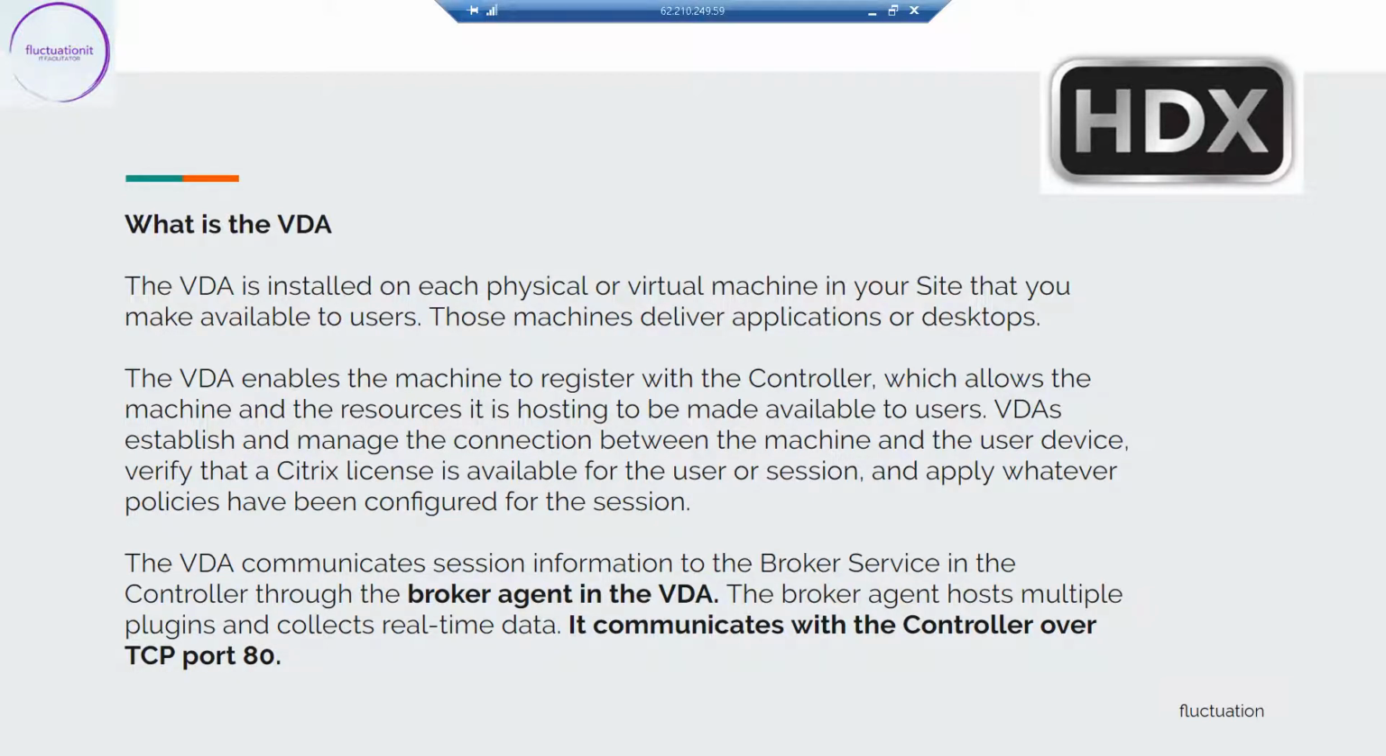which allows the machine and the resources it is hosting to be made available to users. The VDA establishes and manages the connection between the VM and the user device. It verifies that a Citrix license is available for the user or session and applies whatever policies have been configured. Remember that the VDA communicates information to the broker in the controller through the broker agent in the VDA. The broker agent hosts multi-plugin and collects real-time data, and it communicates by default on port 80.